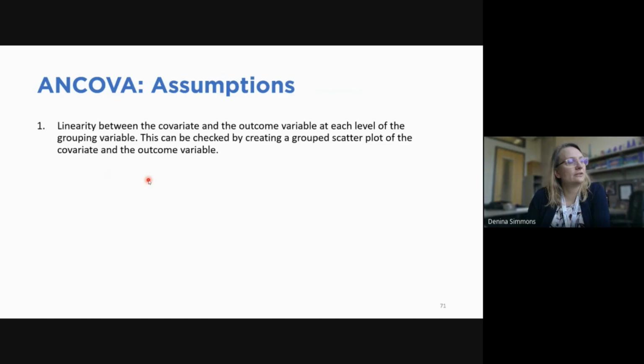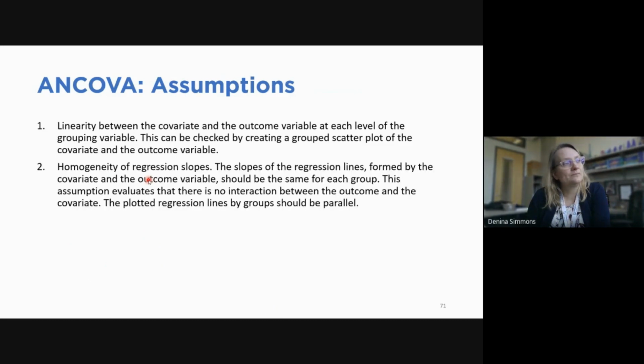So the assumptions here are that the relationship between the covariate and the outcome variable at each level of the grouping variable is linear. You can check this by doing a group scatter plot of your covariate and outcome variable. Also, your regression slopes need to be homogeneous. The slopes of the regression lines for the covariate and outcome variable should be similar or the same for each group. So this assumes that there's no interaction. If your slopes are going in opposite directions, that's interaction. You can't do this test.